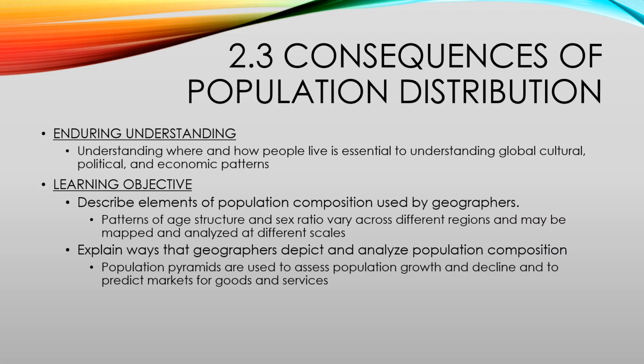So when we look at the consequences of population distribution, we're going to look at population pyramids. That's really the big way that we analyze this distribution of population in a country, not so much where people live, but what makes up or composes that population. So we're going to look at age, sex ratio, and then as we look at these pyramids, how they can be interpreted in different ways.